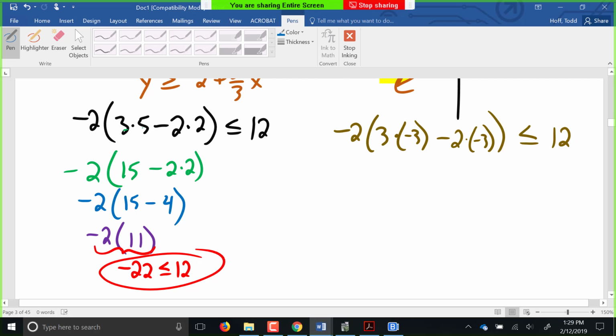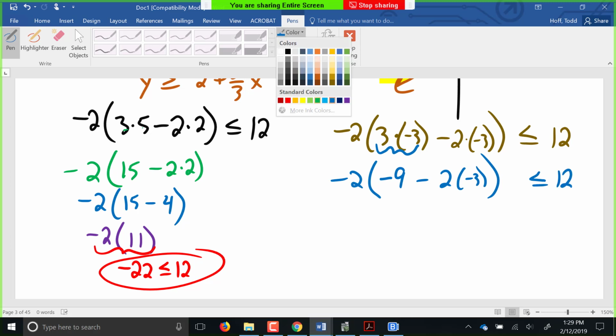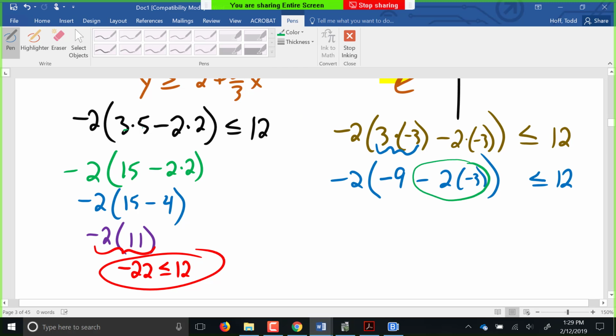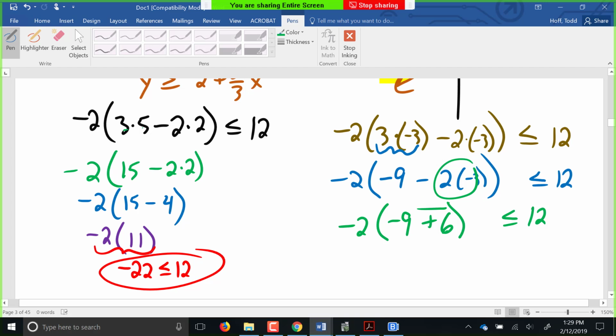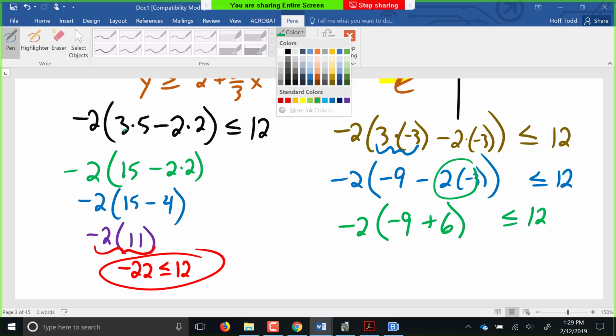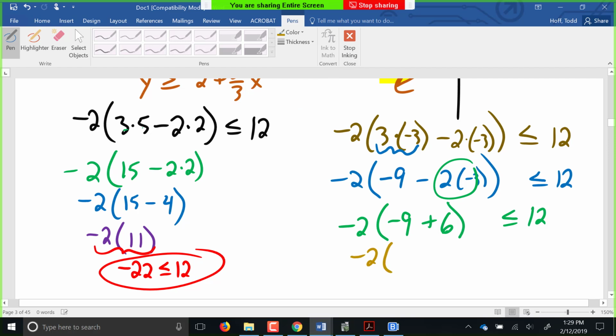So what's the first thing we have to do here? You got 3 times negative 3 is? Negative 9. Good. Of course, that less than or equal to 12 is still floating out there. Now, here's a case where I would probably look at this as being a negative 2 times a negative 3, because that would be simpler for me. What would that become? Positive 6. Very good. If you treat it as just 2 times negative 3, it'd be a negative 6, but it would be minus a negative 6, which is the same as plus a positive 6. Okay, so now, inside the parentheses, we still have to combine. Negative 9 and 6 makes negative 3.